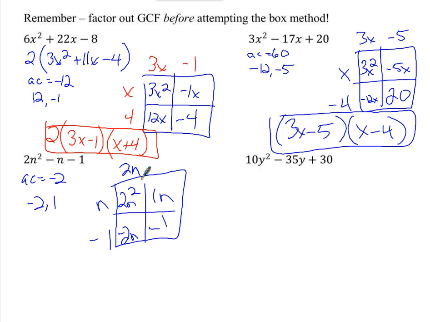2n. And second column, just positive 1. This is a negative 1 down here, but that doesn't matter. This first box was positive, so our factor is positive. So what's the answer here?